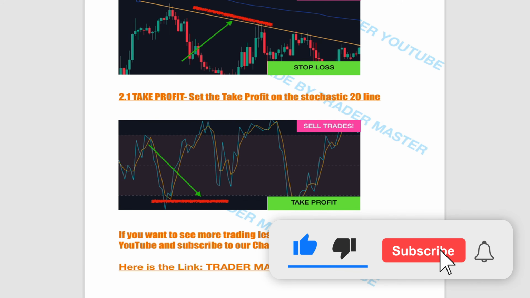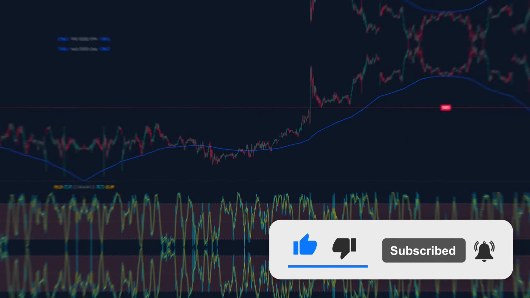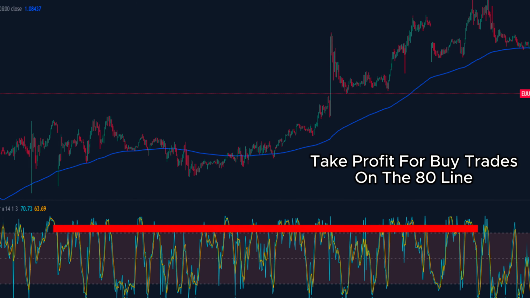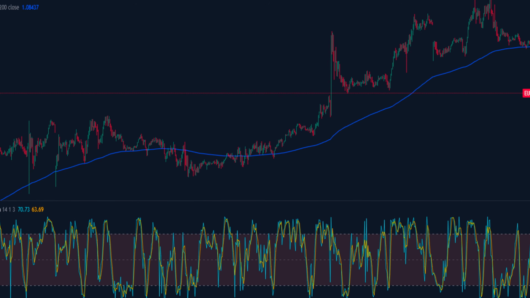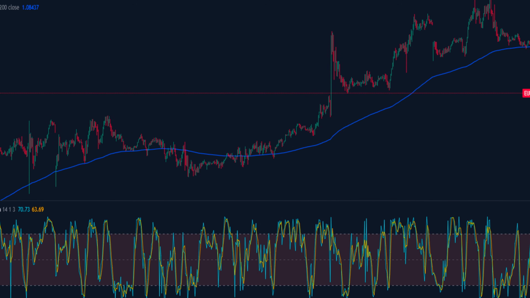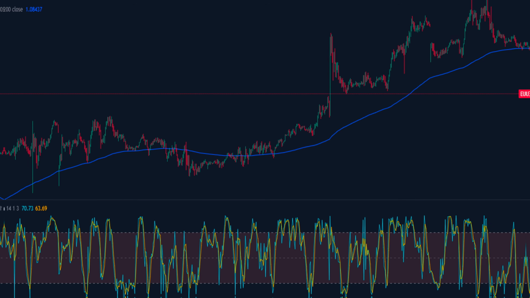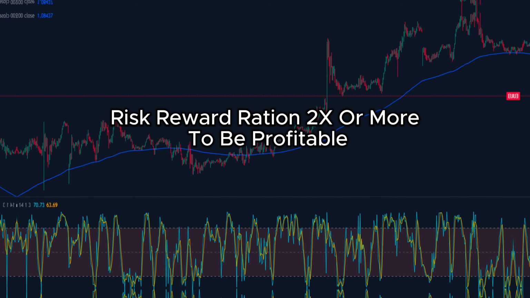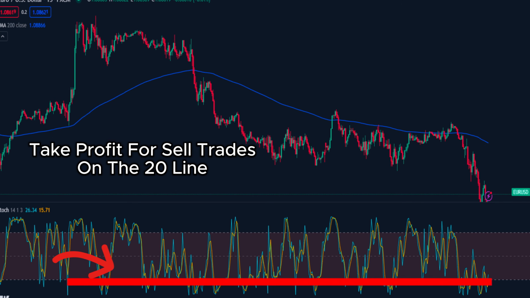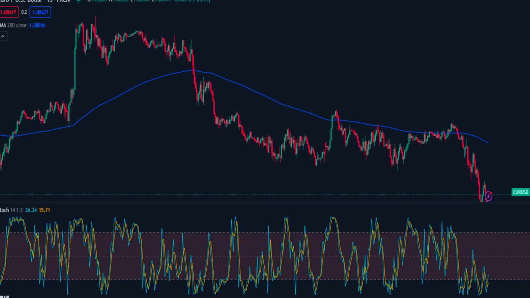For take profit and stop loss, we use this simple rule. When the stochastic is at the 80 line, we close all our buy trades. We recommend that when you make trades, you aim to have at least twice your risk as your potential reward. This means that even if you have losing trades, which can sometimes happen, your overall winning trades should be higher, making you profitable. For sell trades, we close our trades when the stochastic is at the 20 line.